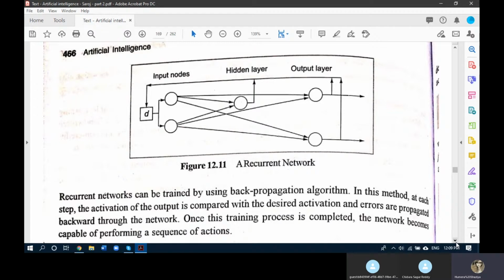Can anyone tell me what is a backpropagation algorithm? Going back, taking forward and backward, it takes information in backward direction, both directions also. Yeah, you are right.